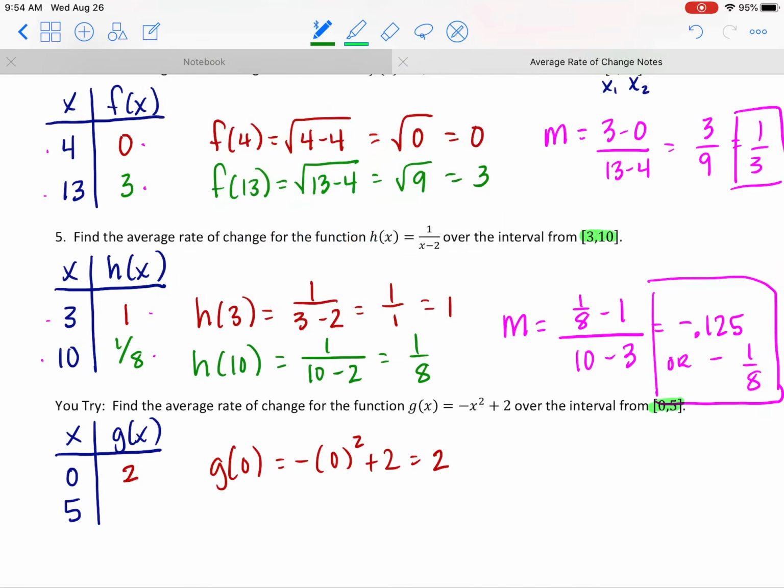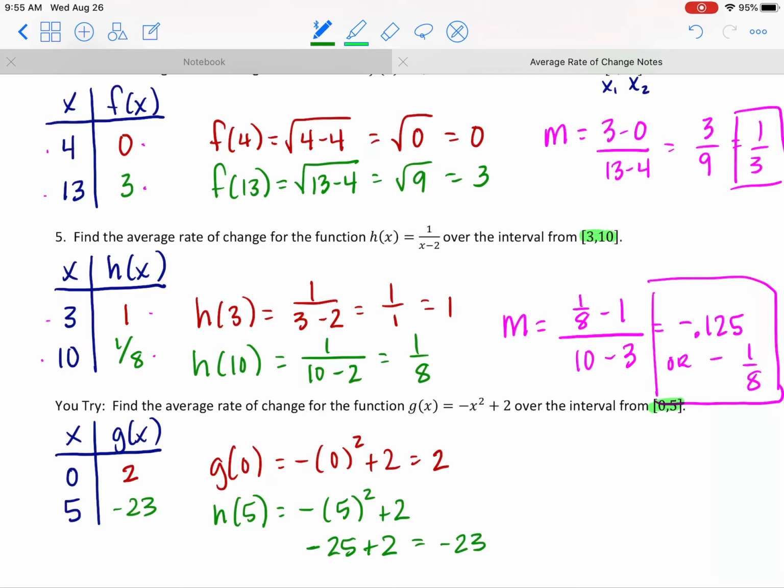And then let's find g of 5, and be really careful here. We've got a negative, we're going to plug the 5 in, square, and then plus 2. We have to be really careful to make sure we're following order of operations. We've got to take care of the exponent before we do any multiplication. So the square has to happen before the negative comes into play. So this is going to make a negative 25 plus 2, which leaves us with negative 23 for our output.